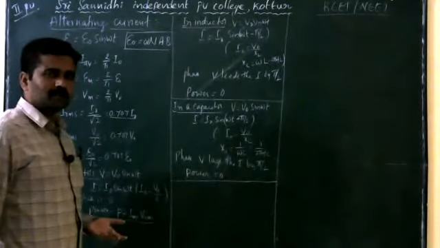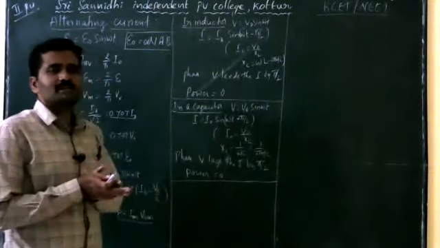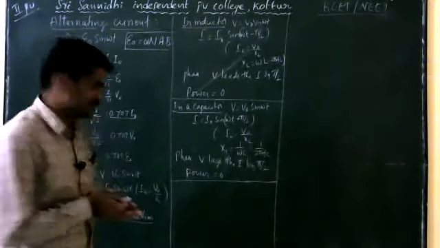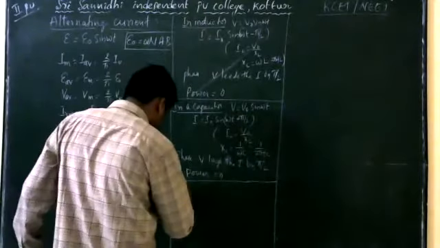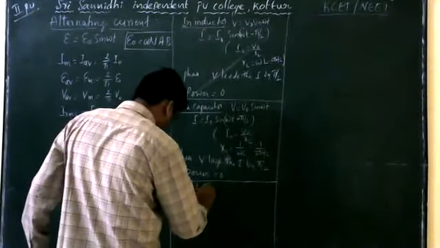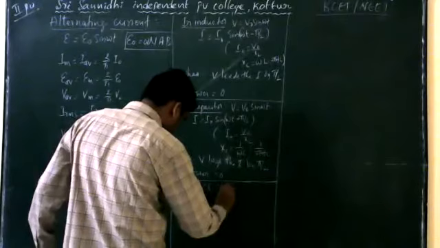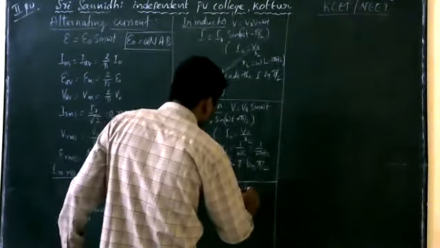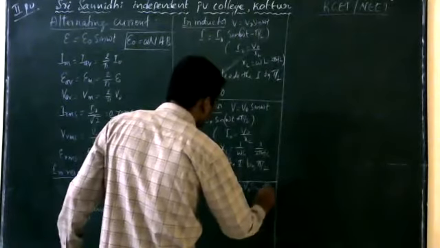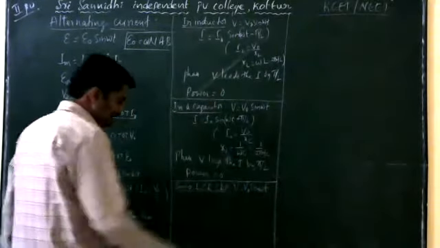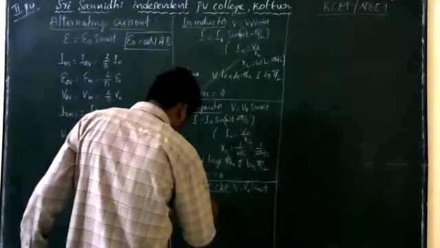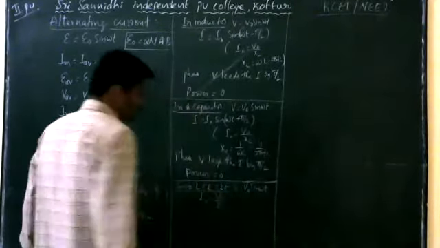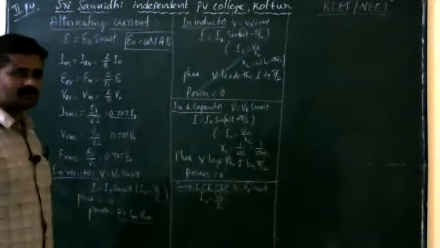Yes, next we can go for the series LCR circuit, where all three elements are connected in a single circuit. In a series LCR circuit, if V is equal to V naught sin omega t, the voltage will be supplied. The current I naught is equal to V0 divided by Z, where Z is the impedance of the circuit.